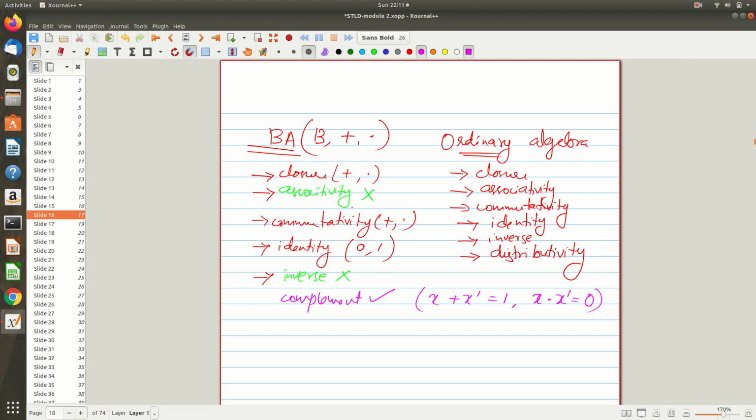That is something we introduced newly for Boolean algebra, which is not common to, for example, the set of all real numbers with addition and subtraction. In that case, you can't think about something like this. In most ordinary algebra, this is missing, but for Boolean algebra, we need it. Now, distributivity, that also we need: plus should be distributive over dot, and similarly, dot is also distributive over plus.